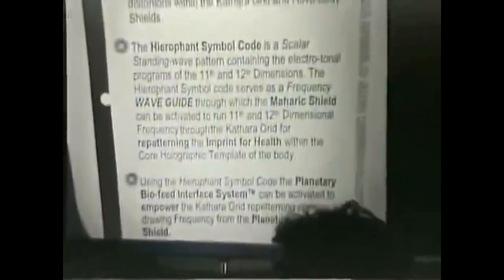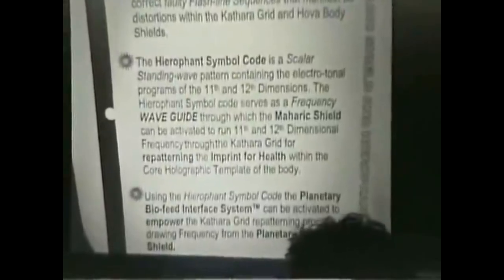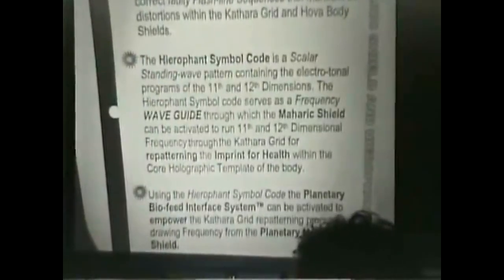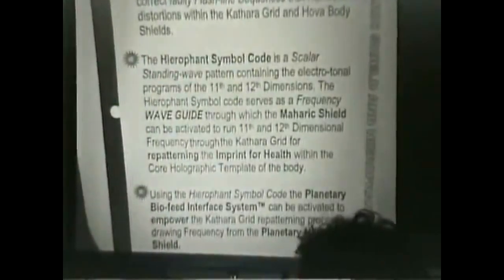Okay. The Hierophant symbol code is a scalar standing wave pattern containing the electrotonal programs of the 11th and 12th dimensions combined. The Hierophant symbol code serves as a frequency waveguide through which the Maharic Shield can be activated to run 11th and 12th dimensional frequency through the Cathara grid for repatterning the imprint for health within the core holographic template of the body. Okay, the Maharic Shield can be activated with the Hierophant symbol.